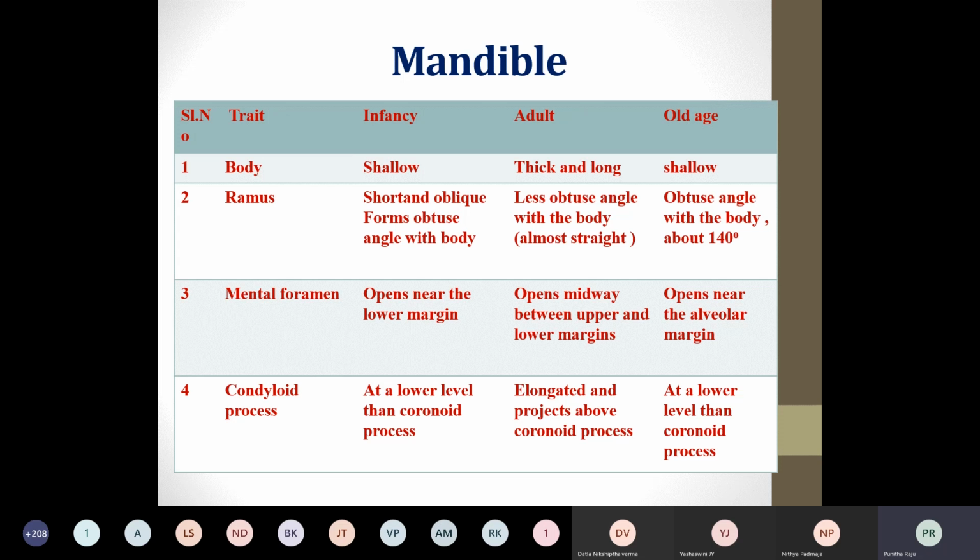Next is the condylar process. Even this I have told you. The condylar process is at a lower level than the coronoid process in case of infancy, and in adult it is elongated and projects above the coronoid process. That is, it is above the coronoid process in case of adult. And in old age, again it is at a lower level than the coronoid process. So these are the major differences with respect to age in case of infancy, adult, and old age. Apart from the teeth, you should also see the mandible, how it looks, and you can also tell the age of the person.